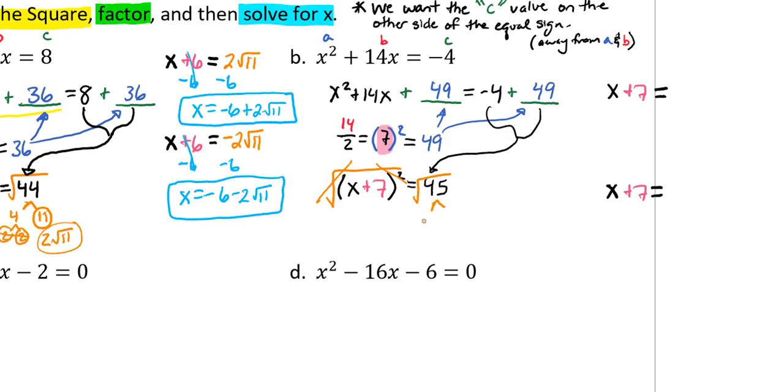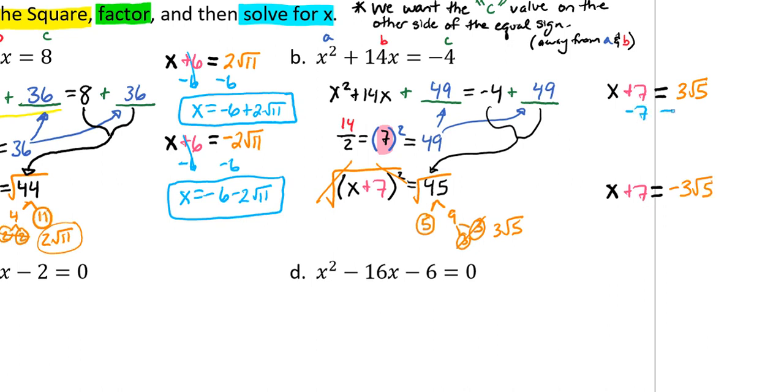And we'll break down the 45. So we're going to use a 5 and a 9. And 5 is prime, and 9 is a 3 and a 3. And so this will become a 3 radical 5. So we'll put our positive 3 radical 5 and our negative 3 radical 5, and then we'll solve.